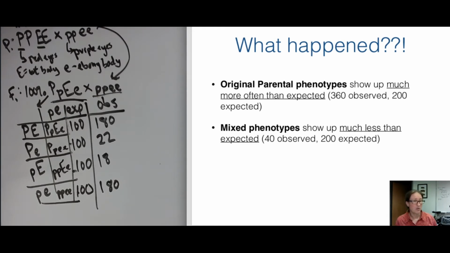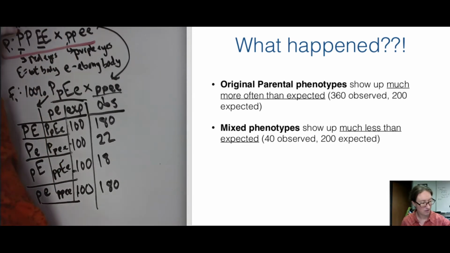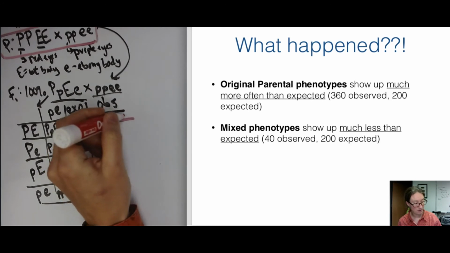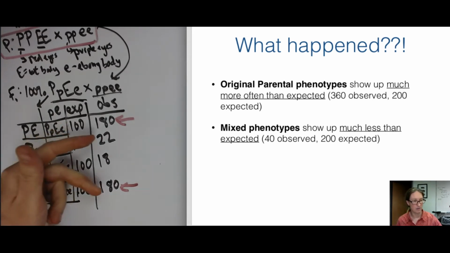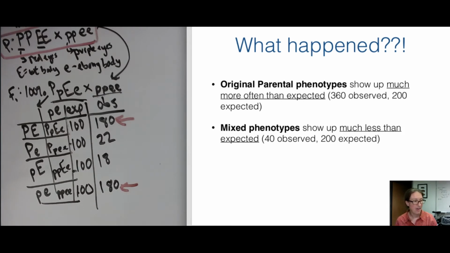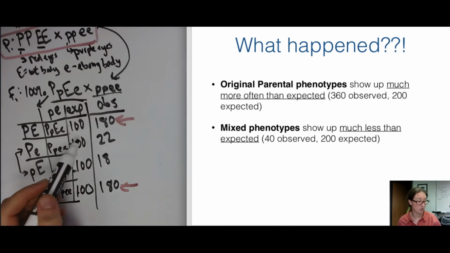Well, what I want you to notice is the original parental phenotypes way back up here. Those are showing up way more often than expected, right? So we expect only about 200 of those, and we got 360 total. And in contrast, these two mixed phenotypes, right? One trait wild type, one trait the recessive, right? Those show up much less than expected, right? So only 40 versus the 200 that we expected.